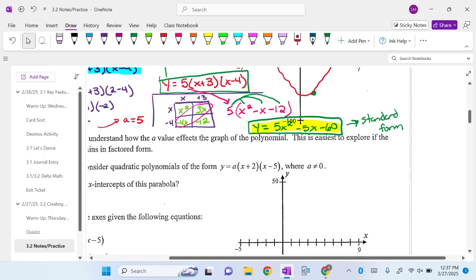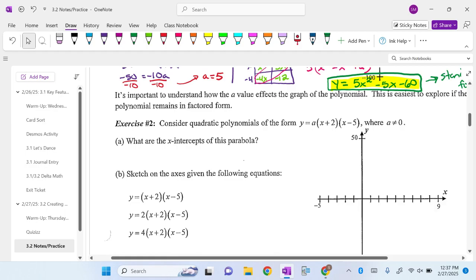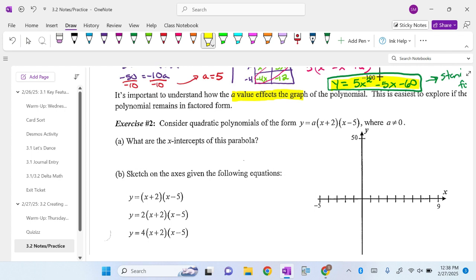All right, now let's look at these quadratic polynomials and see how the a value affects the graph. So, what are the x-intercepts of this parabola? All of these have the same x-intercepts based off of this right here. What are they? So we're going from factors to roots. If these are my factors, what are my roots, or x-intercepts? -2 and +5.